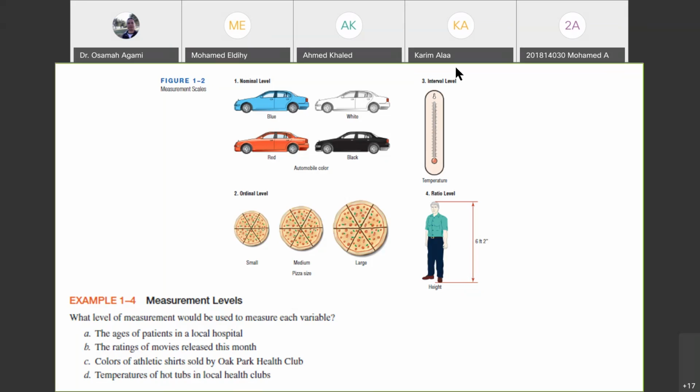Temperature of hot tubs in local health clubs. Yes, it is interval, because zero here doesn't mean there is no temperature. Thank you very much. That is my answer.